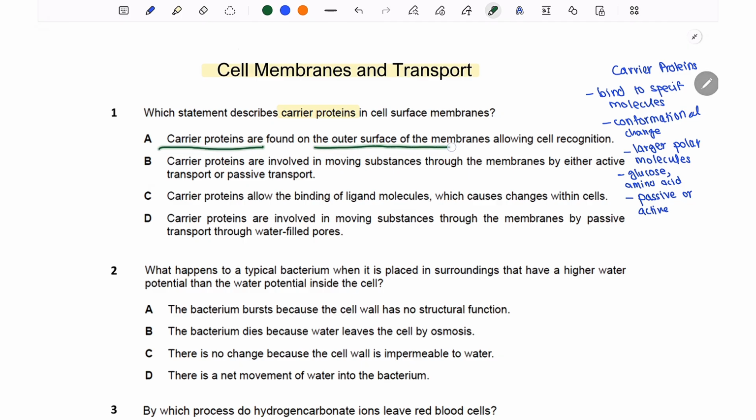Carrier proteins are found on the outer surface of the cell membrane, allowing cell recognition. So that's not carrier proteins. We know that's lipids, glycoproteins. Carrier proteins are involved in moving substances through the membrane by either active transport or passive transport. This is true. Carrier proteins allow the binding of ligand molecules, which causes changes within the cell. Again, this binding, cell signaling, all of that is for receptor proteins or glycoproteins, glycolipids. The last option, let's see why this one is wrong. Carrier proteins are involved in moving substances through the membrane by passive transport through water-filled pores. So that water-filled pores, anytime this wording is used, you think of channel proteins.